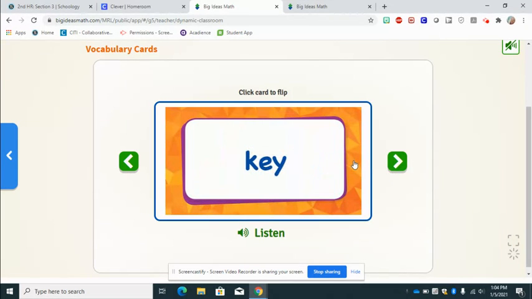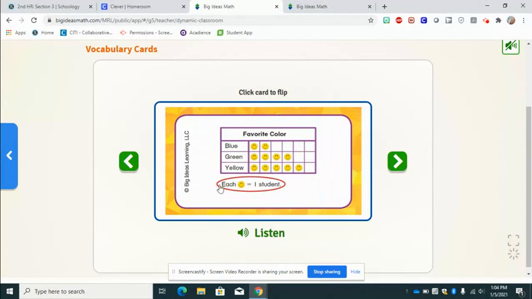When you record data on a chart, there's usually a key at the bottom of the chart. In this chart, the key shows what each smiley face represents. So each smiley face equals 1 student. So beside blue, we see 2 smiley faces, so that means that 2 students chose blue as their favorite color. Beside green, there are 4 smiley faces, so 4 students chose green as their favorite color. And then beside yellow, there's 1, 2, 3, 4, 5 smiley faces, so 5 students chose yellow as their favorite color. This is the key at the bottom of the chart.